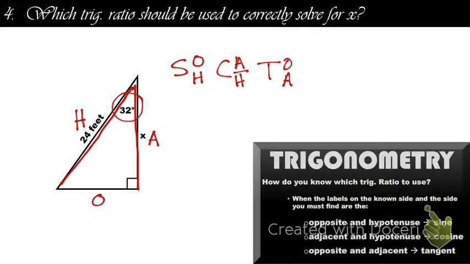we look at the opposite side: it does not have a variable, and it does not have a length. So if we wanted to use tangent, we wouldn't have anything to fill in for the opposite side. If we wanted to use sine, we wouldn't have anything to fill in for the opposite side. But if we were going to use cosine, we could fill in the x for the adjacent side, and we could fill in the 24 for the hypotenuse, and we could use cosine to solve this problem using right triangle trigonometry.